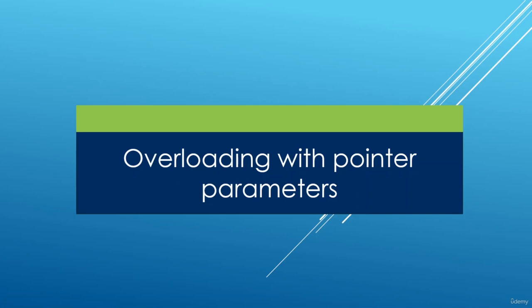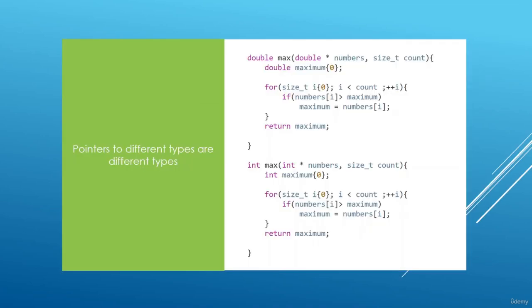In this lecture, we're going to see how we can set up function overloads based on pointer parameters. And here is a simple example which is going to take advantage of that. The big idea here being pointers to different types in C++ are treated as different types.